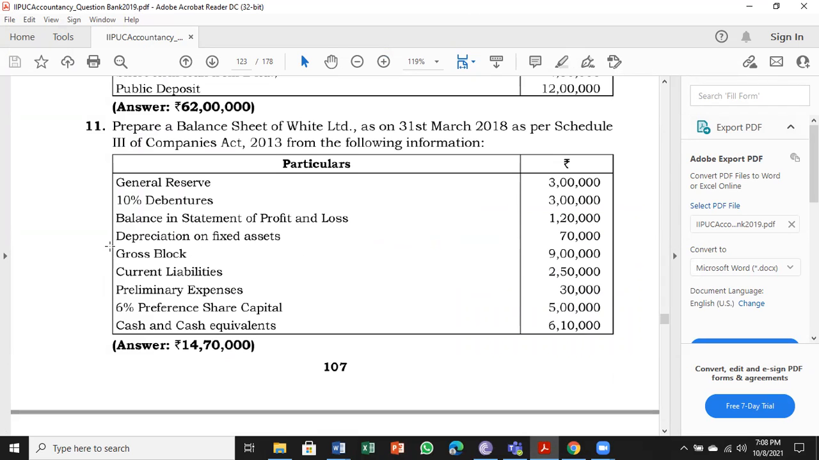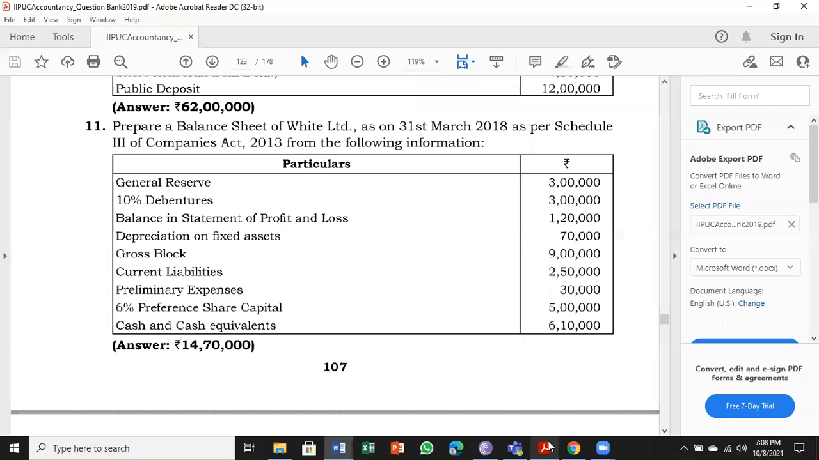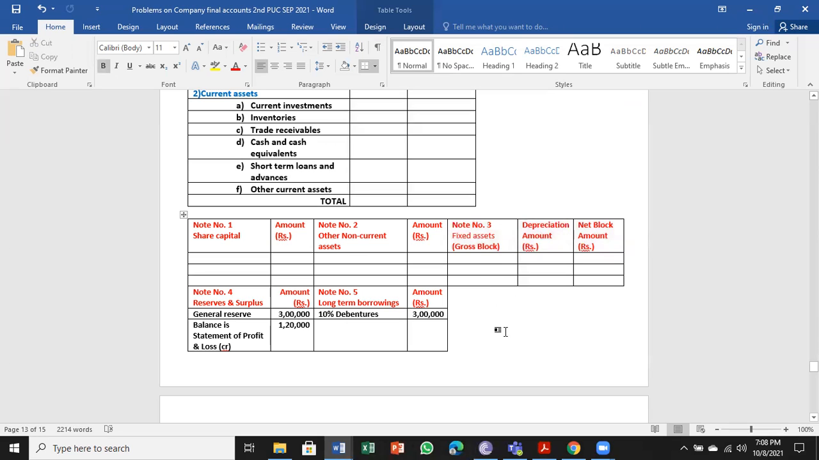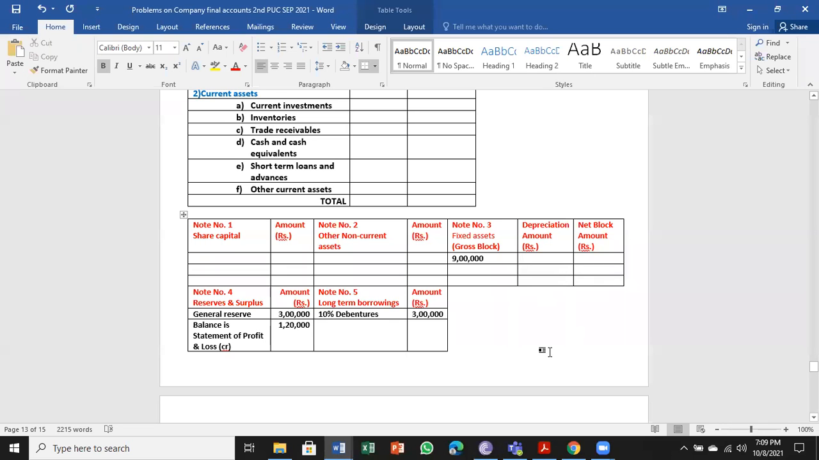Depreciation on fixed assets and gross block. So here I told depreciation amount I will take here. Note number 3, I have done here. You can see gross block, depreciation, net. Gross block minus depreciation is net block. I have not written minus, so you have to understand the way I am going to put it across for you. So gross block is 9 lakhs. Then depreciation is 70,000. So we have to write net.